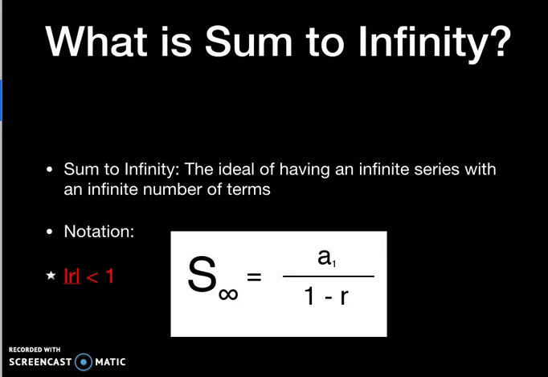Okay, so what is sum to infinity? Let's get on to this. Sum to infinity is the idea of having an infinite series with an infinite number of terms. A geometric series may have the dot, dot, dot, or the ellipses, at the end of, let's say, 3 terms. And that usually means that there are ongoing terms which can go on forever.